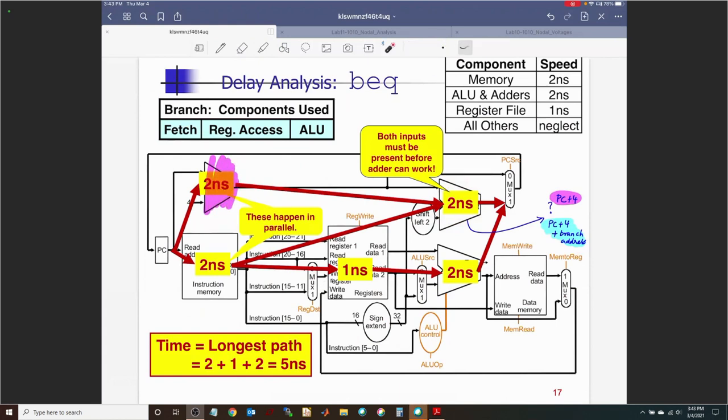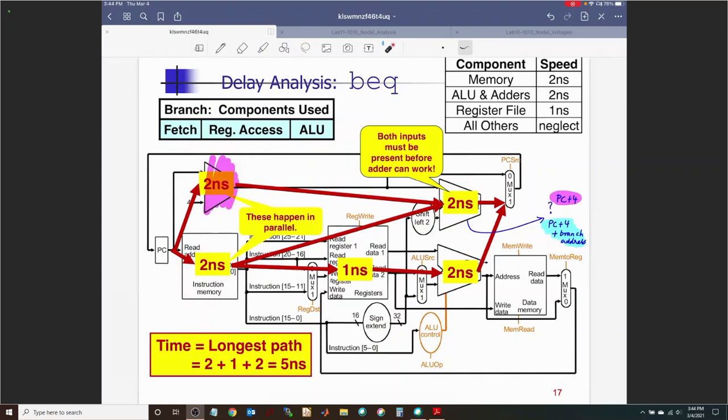All right, so when you have to do this PC plus 4 plus branch address, one of the inputs to this adder is branch address, the other input is PC plus 4. Both have to be present in order for that addition to take place. Now let's talk about, depending on how the branch instruction flow control happens, whether that is going to be the case or not. Well, let's start. Instruction fetch needs 2 nanoseconds. Okay, so that's your fetch. The adder, the first adder, happened in parallel with the 2 nanoseconds here. Adder needs 2 nanoseconds.